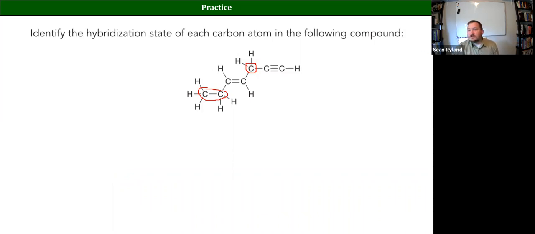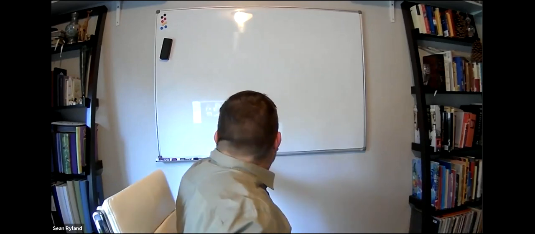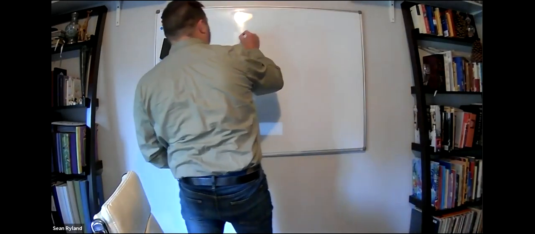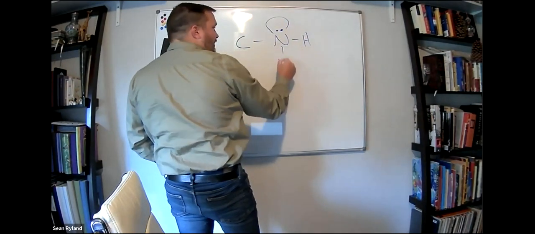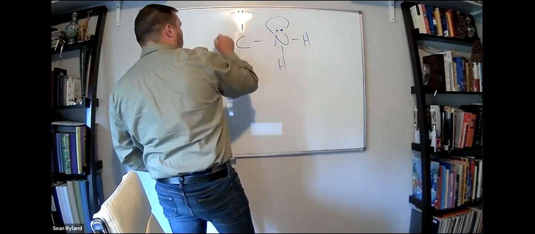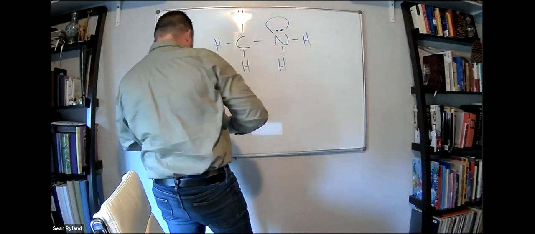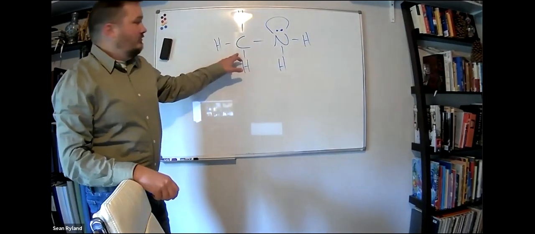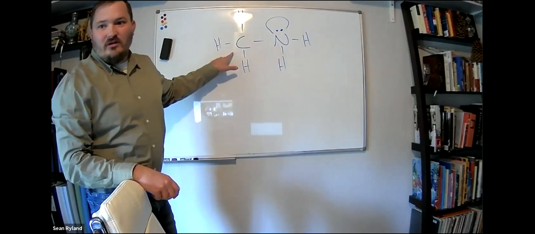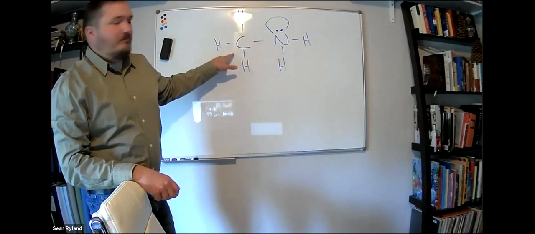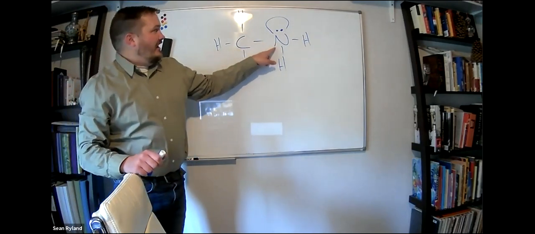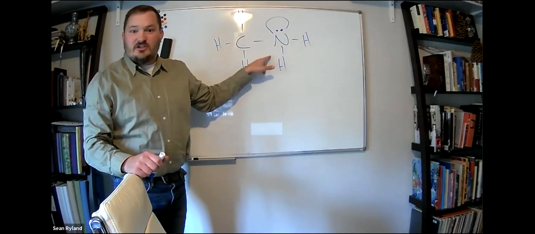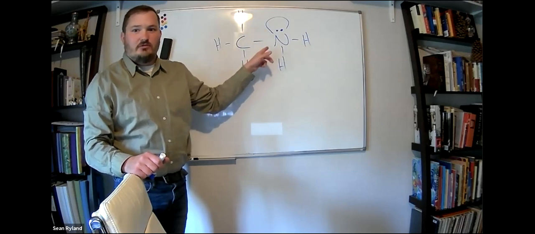So for instance, if we looked at methylamine, both of these central atoms have four electron groups around them, right? So they're both going to have a tetrahedral electron geometry, and they're both going to be sp3 hybridization. But because of the nitrogen's lone pair, we can't see it. We can just see that it pushes the other groups into a tetrahedral shape.